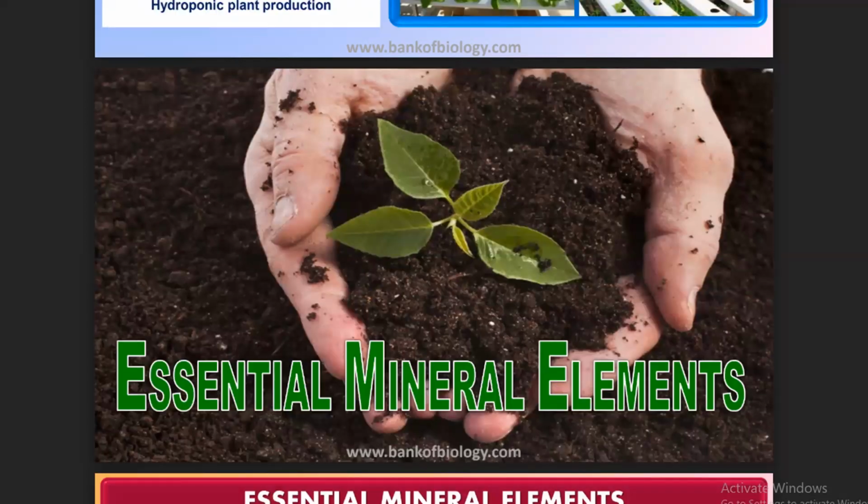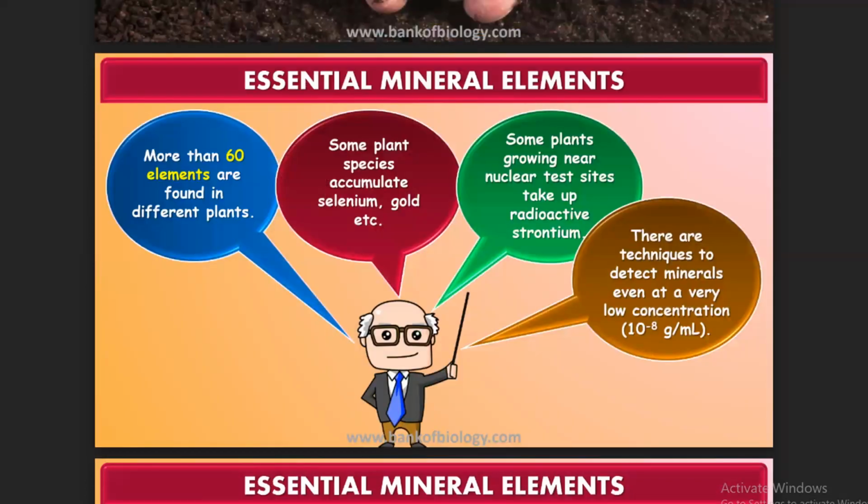Next is essential mineral elements. Under essential mineral elements, more than 60 elements are found in different plants. Some plant species accumulate selenium and gold. There are some plants in whose roots you will find gold and selenium. Some plants growing near nuclear test sites take up radioactive strontium, like near nuclear power plants. There are techniques to detect minerals even at a very low concentration.